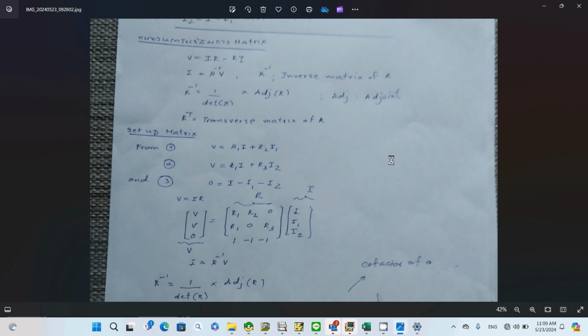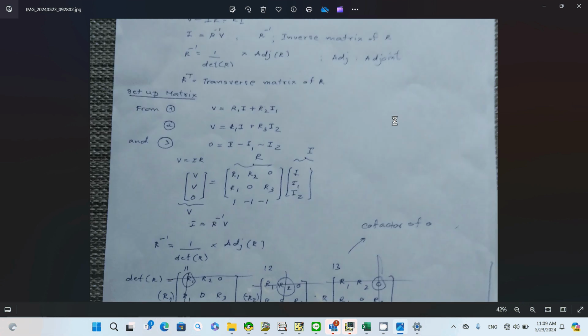The first thing you need to do is set up a matrix. From 1, you have V equal to, in the loop, right? You have R1 I plus R2 I, and this one is the outer loop. And number 3, you apply KCL, right? Incoming current equals the summation of outgoing current, that's I1 and I2. Finally, you set up your matrix from these 3 equations.